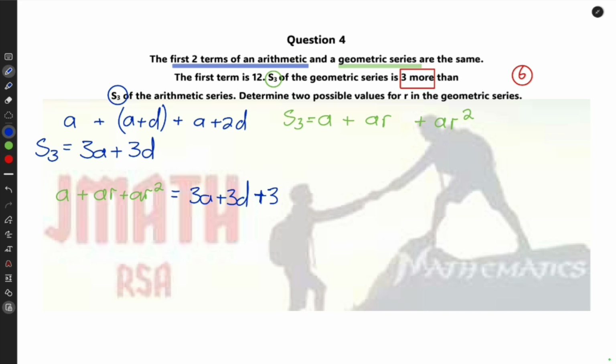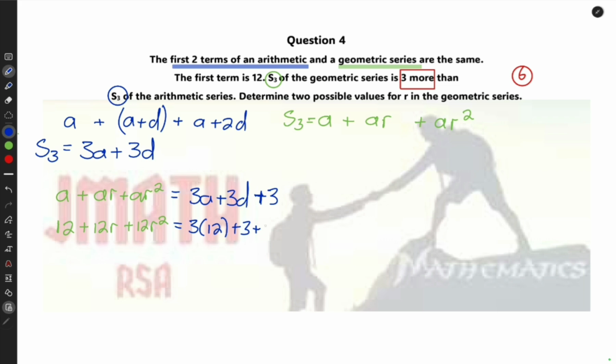They are telling me the first terms are equal, and they're telling me A is 12. So let me just do that as well. So I can say this is 12 plus 12R plus 12R squared is equal to 3 times 12 plus 3 plus 3D. So I can simplify a little bit to say, okay, so this would be 36 plus 3 gives me 39 plus 3D. And then on the other side, I can't really do much there. 12R plus 12R squared. Okay, I know I can take 39 minus 12. Okay, but let's just see what else I have in this thing.